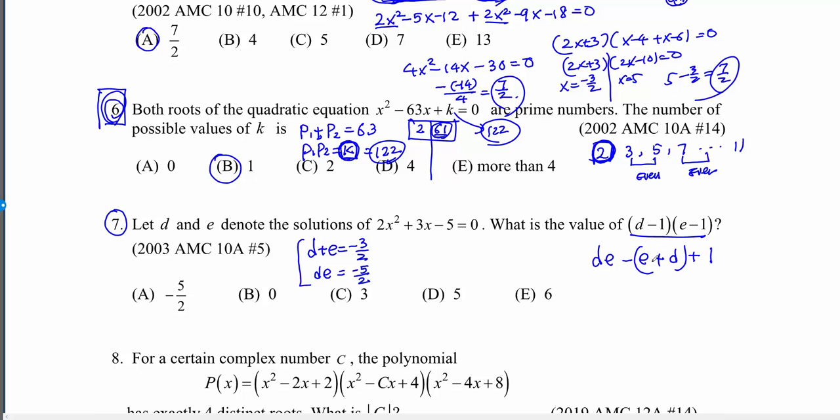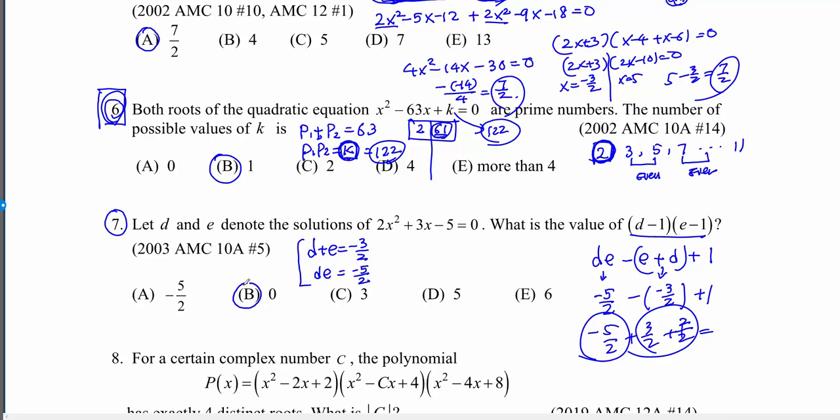So you can see the product and the sum. DE is negative 5 over 2. The sum is negative 3 over 2. And plus 1. Now simplify. So that's 2 over 2 minus 2, which is 0. 0 is the answer.